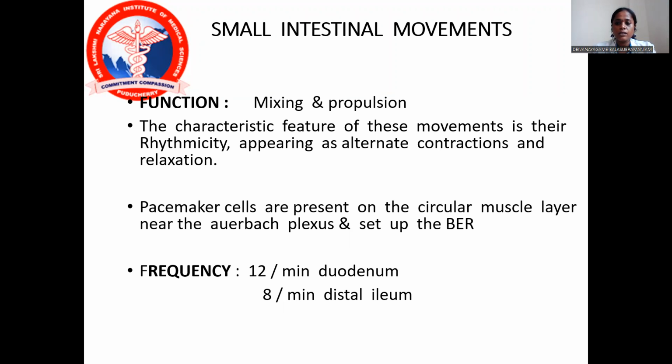What are the functions of these small intestinal movements? They are helpful in the mixing as well as the propulsion of food. The characteristic feature of these movements is rhythmicity, appearing as alternate contraction and relaxation. How is it produced? It is produced by pacemaker cells present in the circular muscle layer near the myenteric plexus, and they set up the basal electrical rhythm, that is the BER. This appears at a frequency of about 12 per minute in the duodenum, whereas it is 8 per minute in the distal ileum. This BER is helpful in the production of the movements.